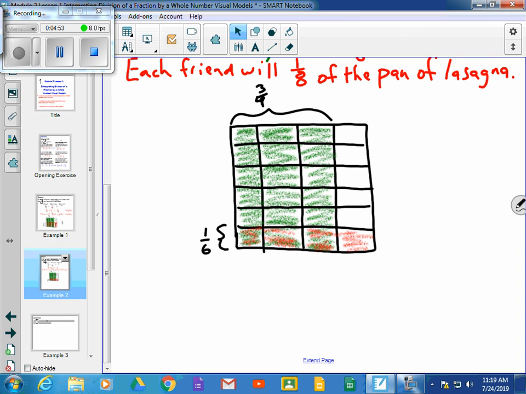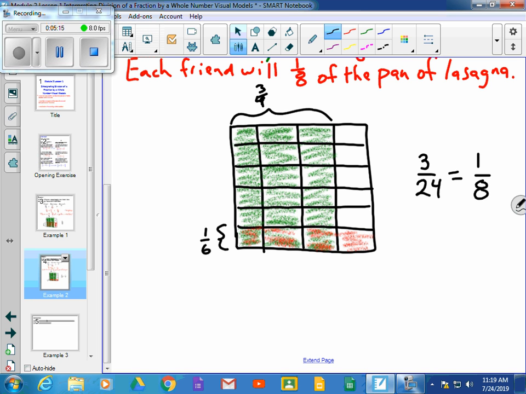Now to get my solution, to prove my solution, I ask myself, how many of those pieces have both colors? That's my numerator. Well, 3 of them do. Out of how many total pieces? If I count them up, there's 24 pieces in there. And of course, that simplifies to 1/8, which is the answer that we got originally.